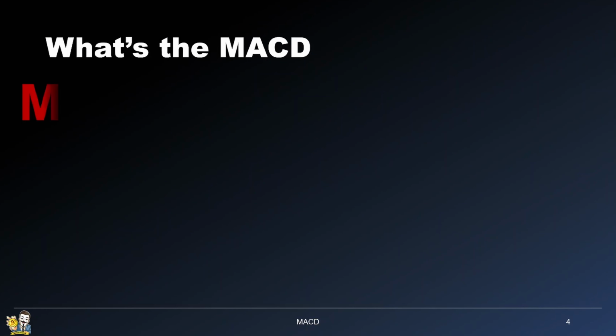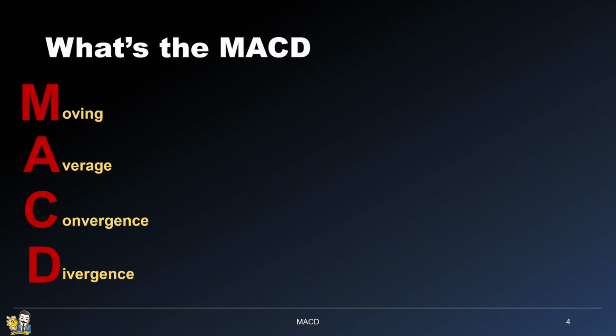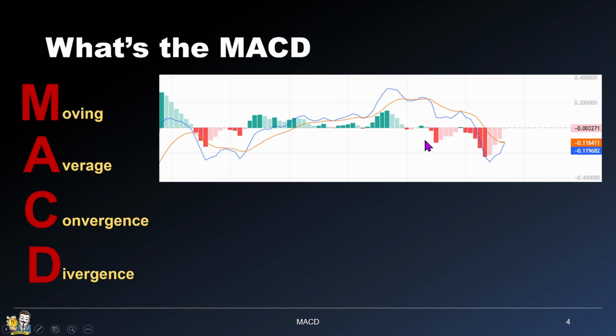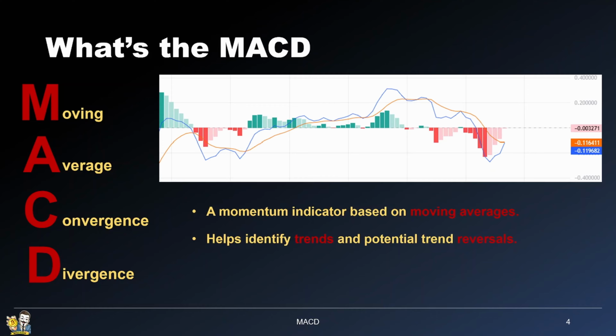MACD stands for Moving Average Convergence Divergence. It looks like this, with a green and red histogram. You should know that it's one of the most widely used tools in technical analysis. It's a momentum indicator based on moving averages, as the name suggests. It helps identify trends and potential reversals. And it also shows whether momentum is accelerating, slowing down, or reversing. So basically, it gives a lot of valuable information in one single indicator.